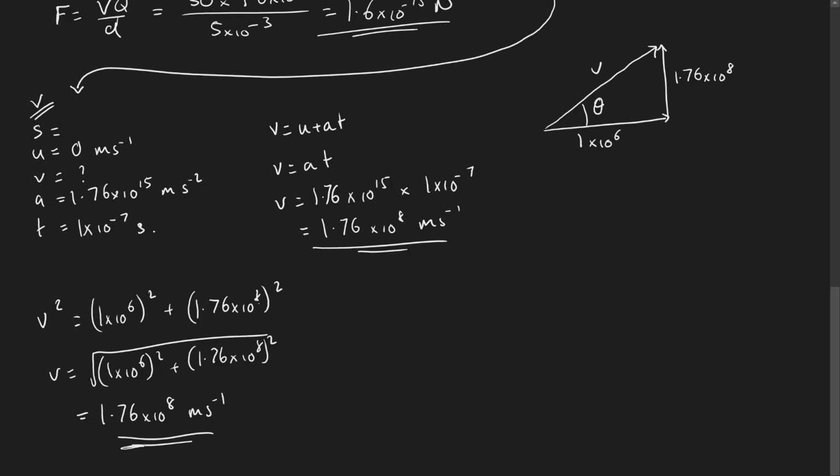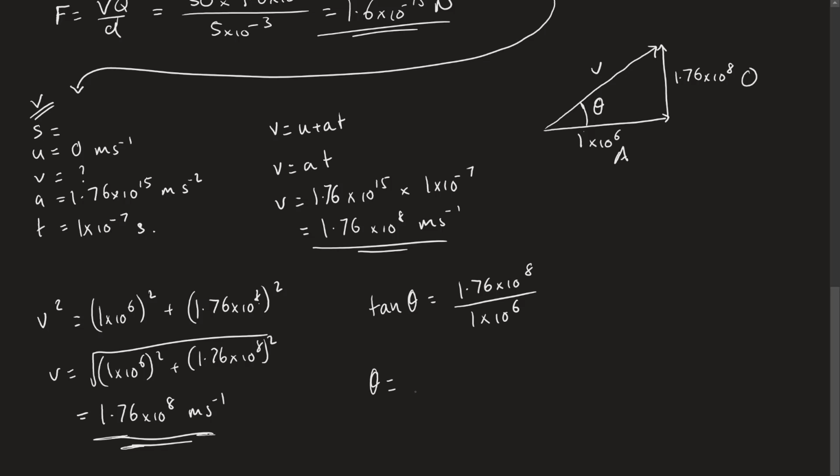So this is the actual velocity that it leaves at, because this is the velocity in the direction that it's moving, not just its horizontal and vertical components. This is the combination of both of them. If we then wanted to calculate the direction that it's moving in, we then need to use some trigonometry to calculate this angle. And we say that actually tan of theta is the opposite over the adjacent. So that is 1.76 times 10 to the 8 divided by 1 times 10 to the 6. Now, we can already expect this value of theta here to be pretty big. We know that it's traveling much quicker in the vertical direction than the horizontal direction, so we're going to end up with a very big value of theta.